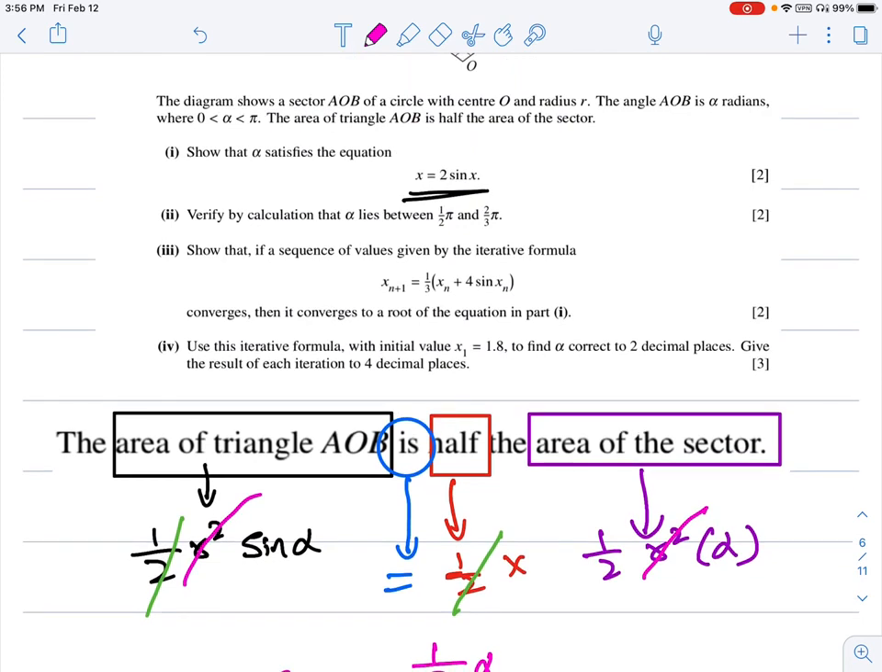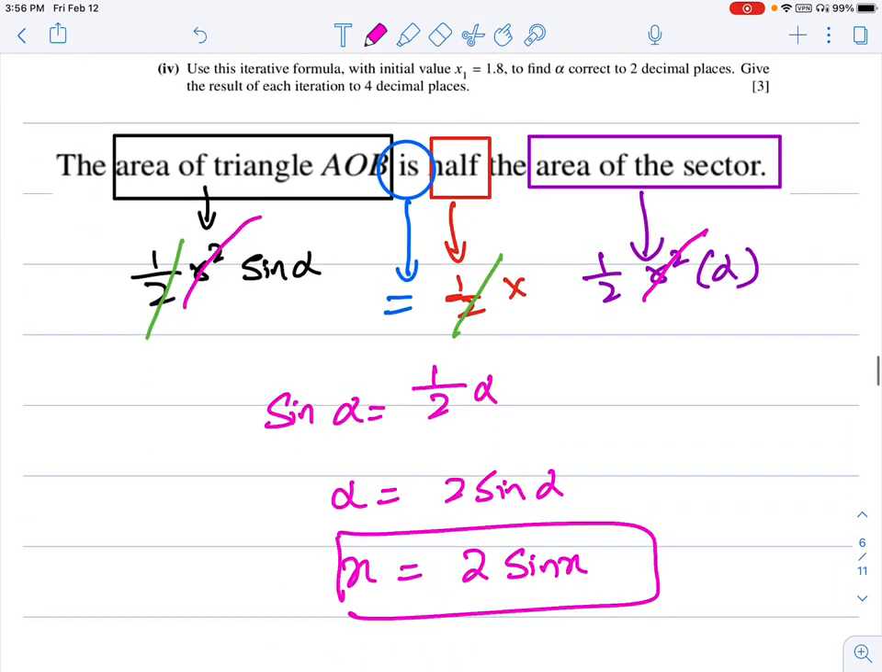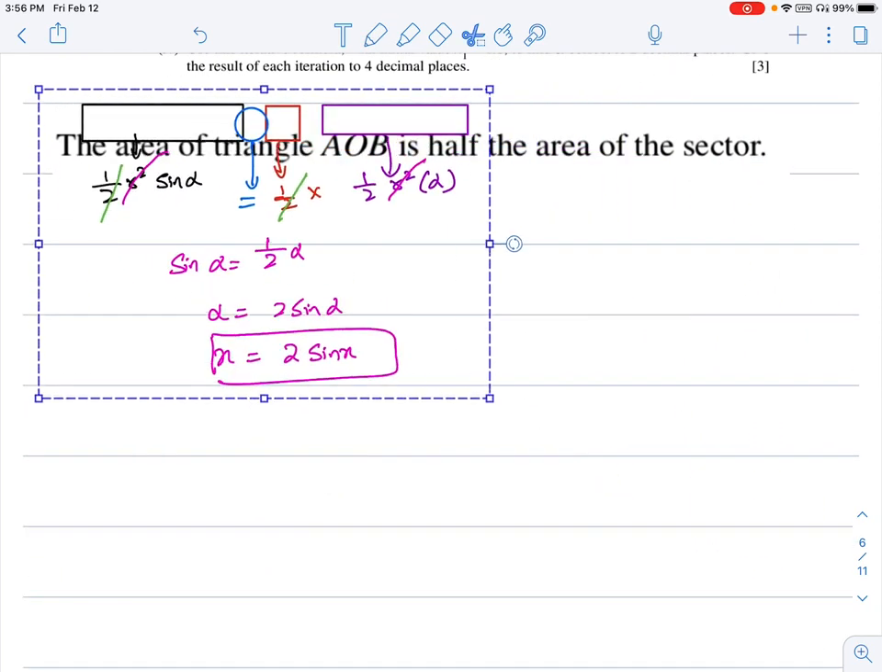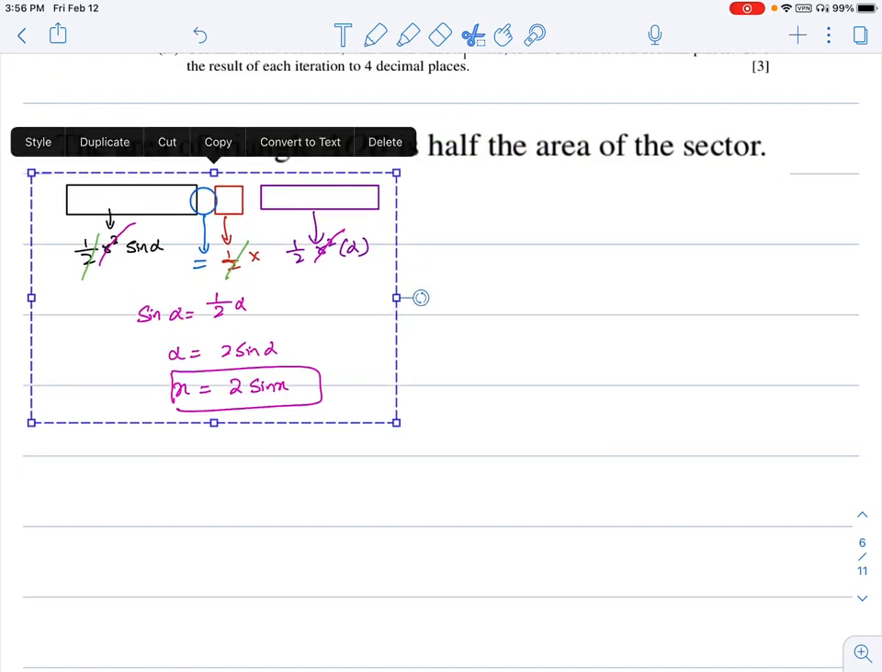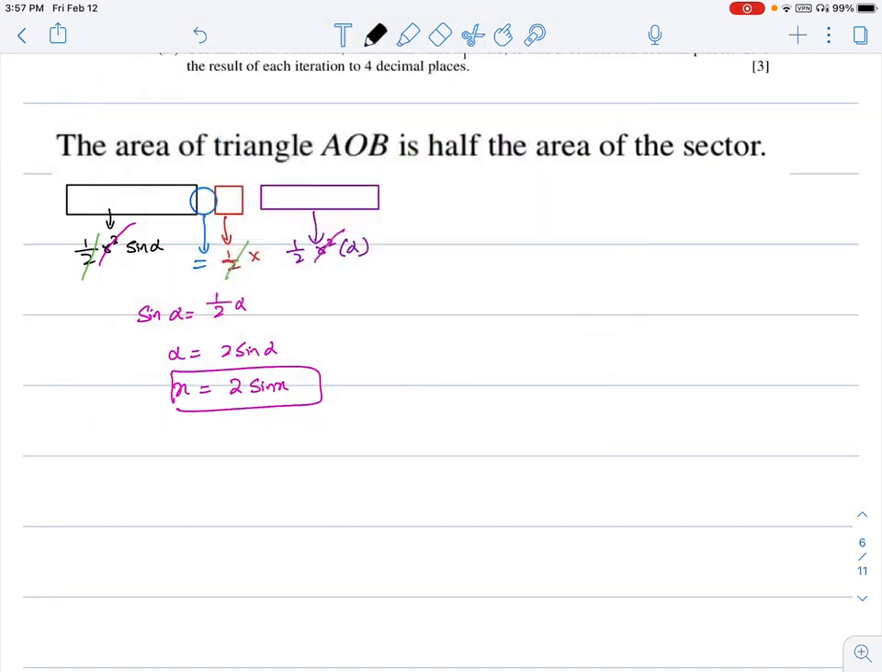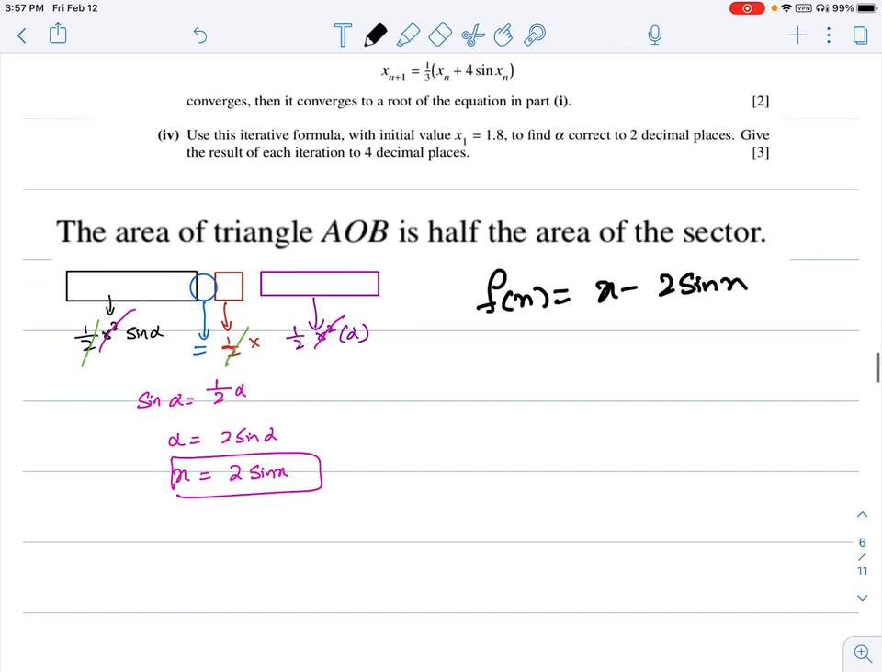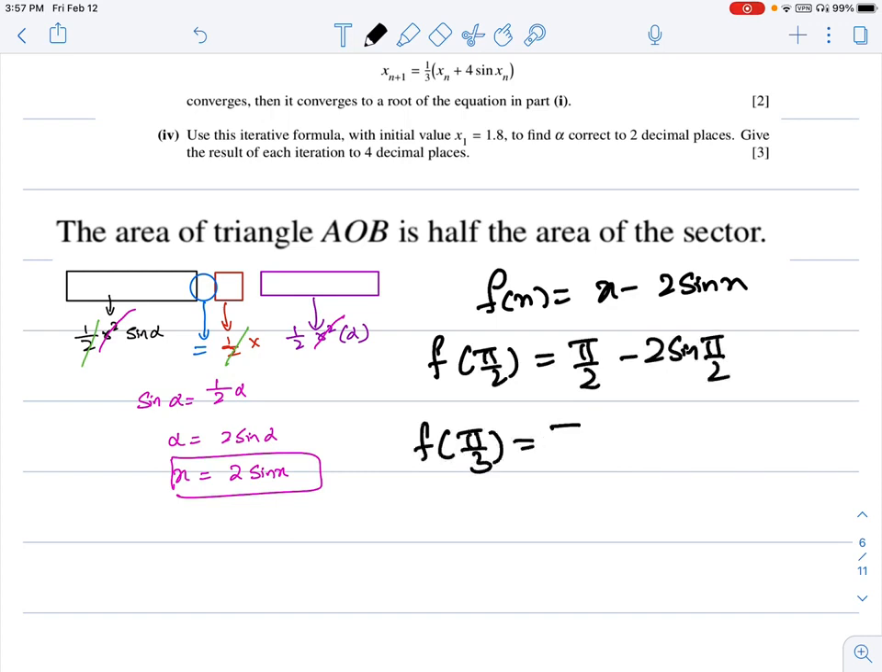Verify by calculation that alpha lies between pi by 2 and 2 pi by 3. So we have to verify by calculation that it lies between pi by 2 and 2 pi by 3. So my equation will be f of x is equal to x minus 2 sine x. So substitute pi by 2, using the mode of the calculator in radians: pi by 2 minus 2 sine pi by 2, and 2 pi by 3 minus 2 sine 2 pi by 3.